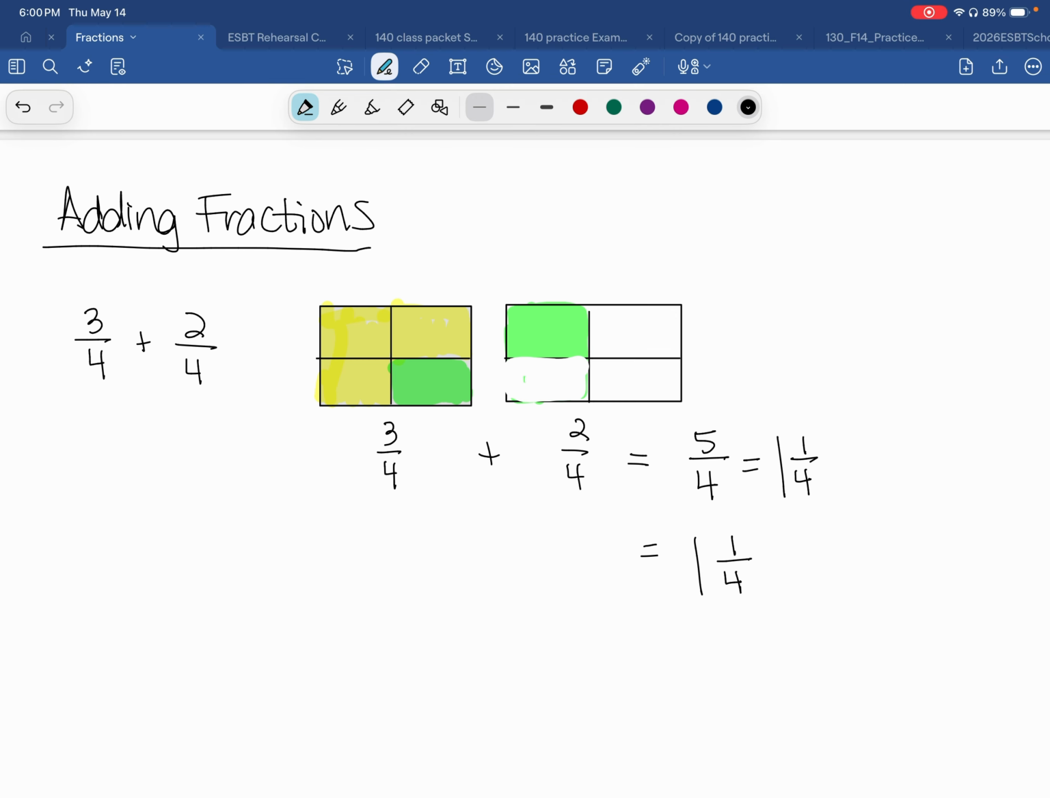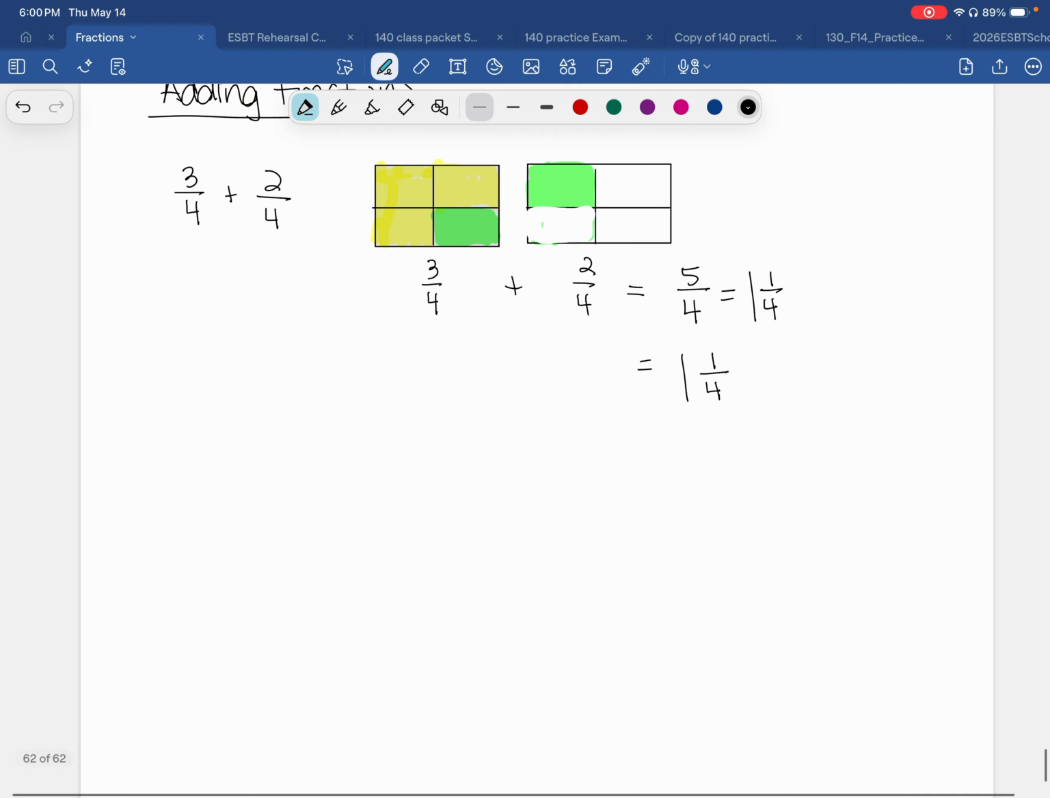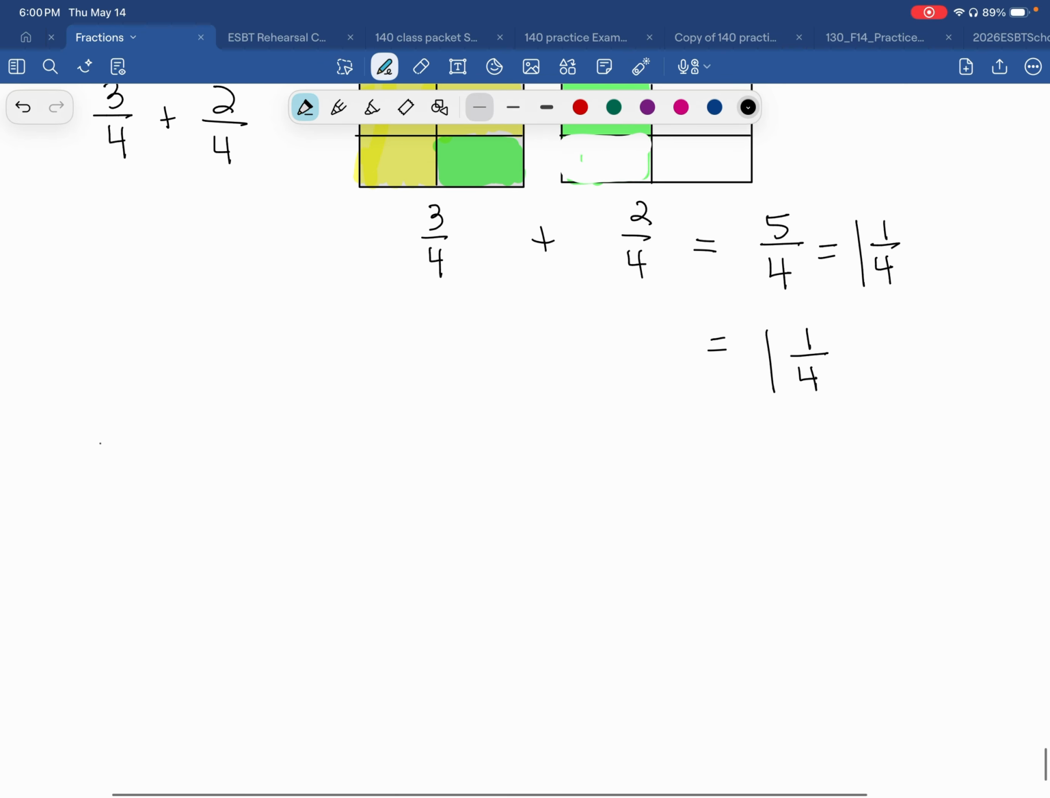Okay. Now, of course, with the algorithm, I wouldn't do anything differently here. I would just add up numerators because the piece sizes are the same, because your denominators are the same. So then let's add two things that don't have the same denominator. So 3/4 plus 1/3 this time.